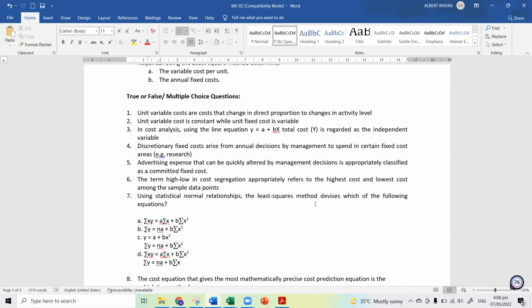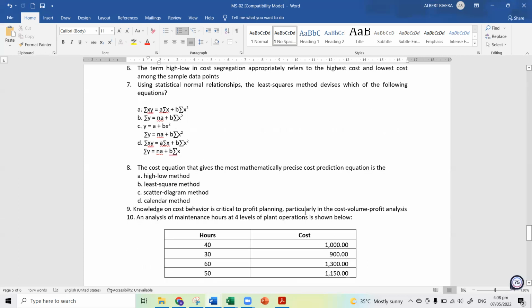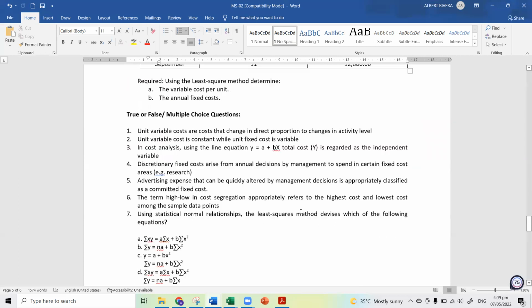Sige class. Type mo lang din ang iba. So what is the total cost at 12 activity level? Okay, so that is 15,500. Okay? So, sige lang.